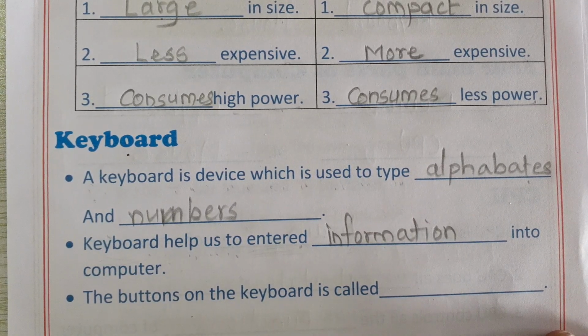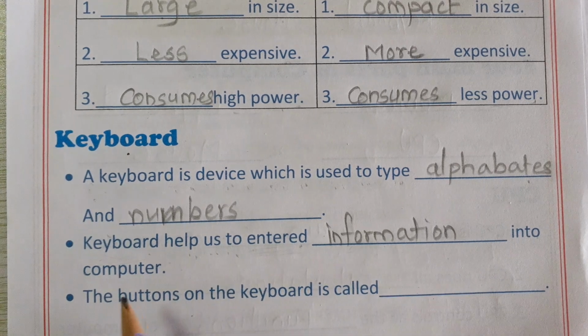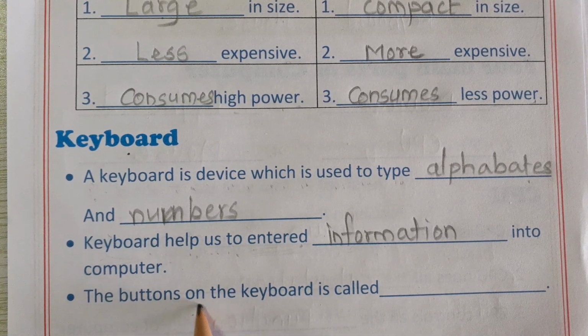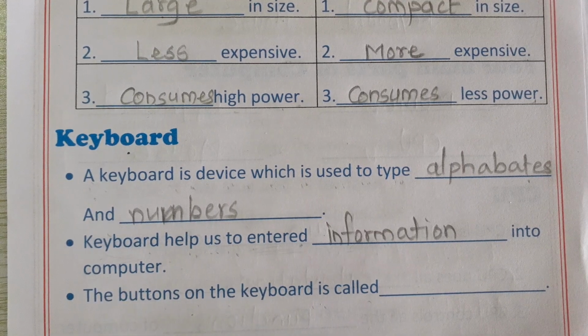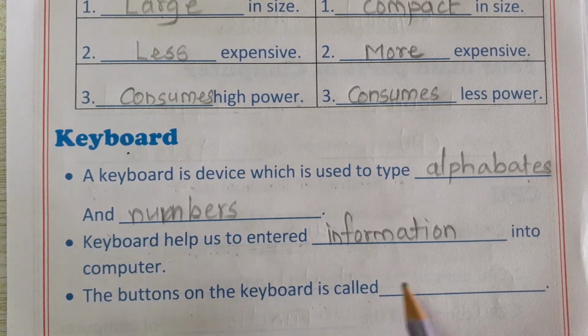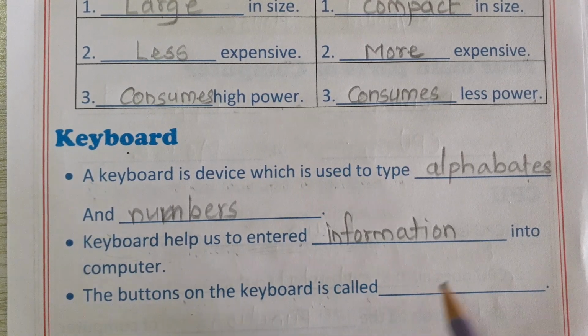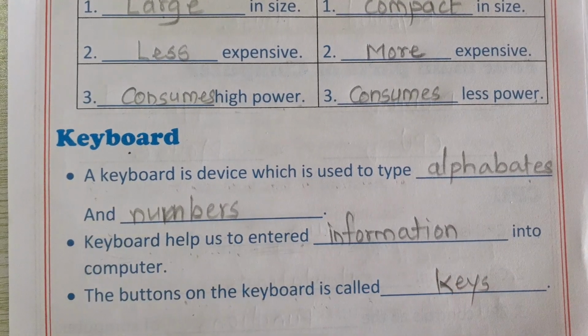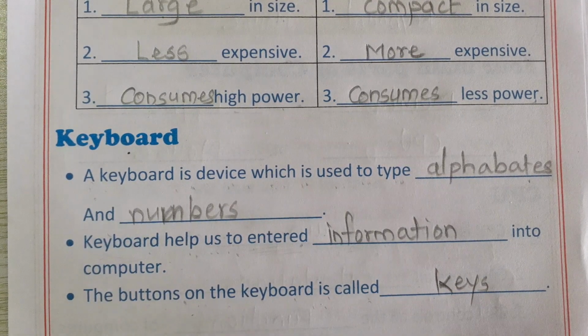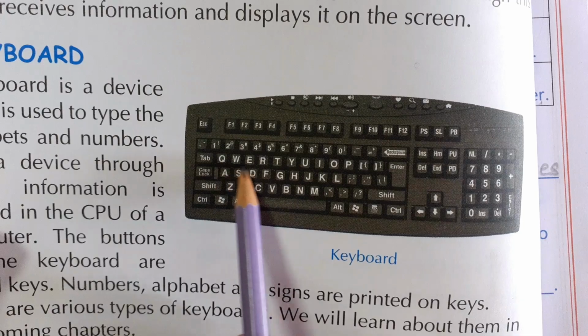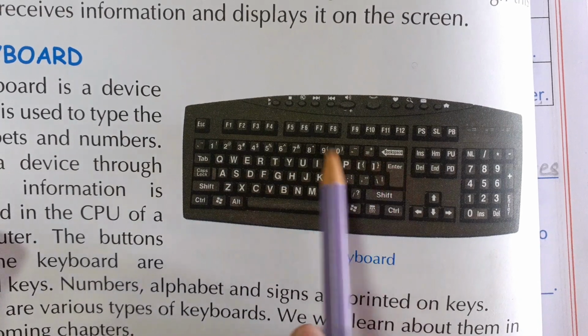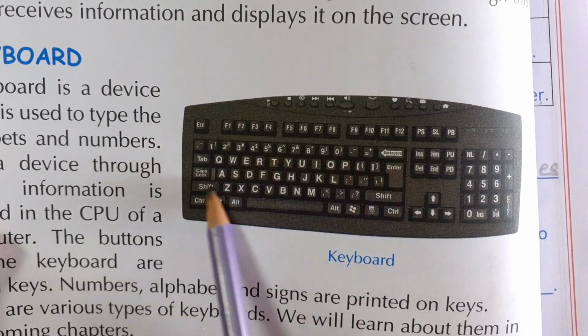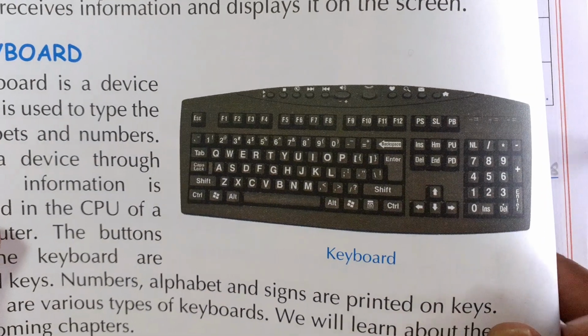Understand? Okay. Now, next, the buttons on the keyboard are called keys. What are they called? Keys. A small button. That small button we can see on the keyboard. See, these are the small buttons. That button is called a key. Okay.